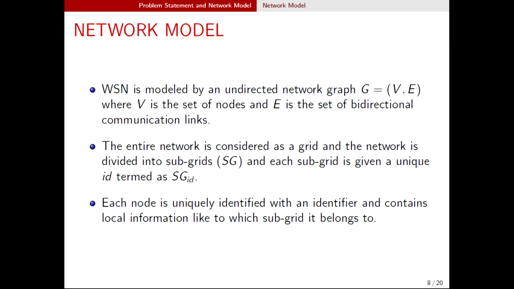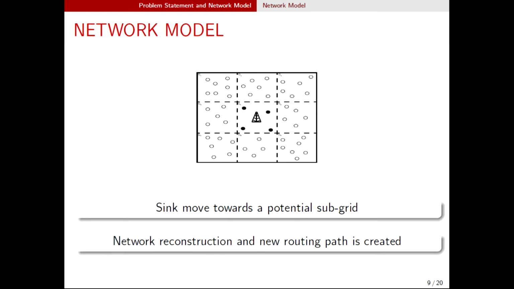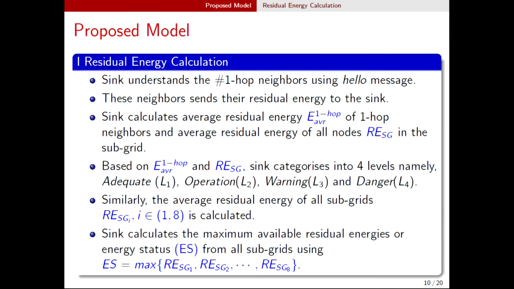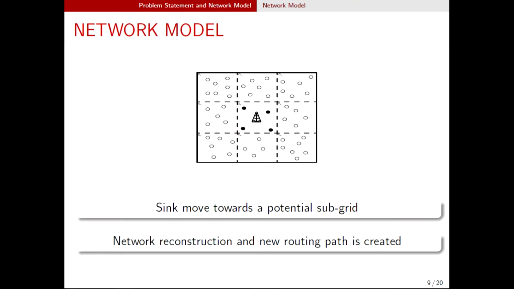We had an undirected network graph represented by G equal to vertices and edges. The entire network was considered like a grid, as shown in this figure, and divided into equally sized zones so that the nodes are clustered physically. For simplicity, we have assumed a sink placed in the center so that it can collect data from all the nodes of the network.